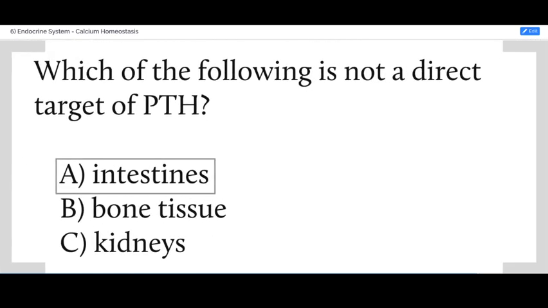The one item on this list that's not a target of PTH is the intestines. The intestines are controlled directly by calcitriol, which is made by the kidneys in response to PTH's effects on that organ. So there's only an indirect effect from PTH to the small intestines.